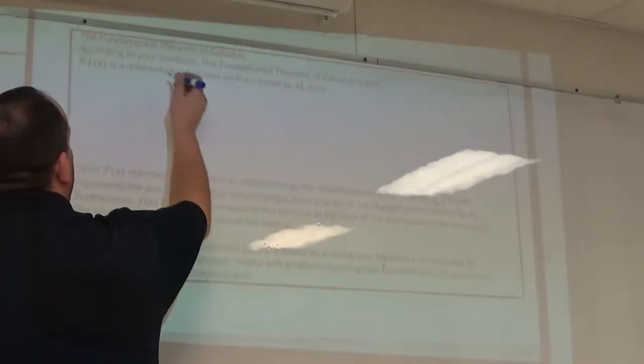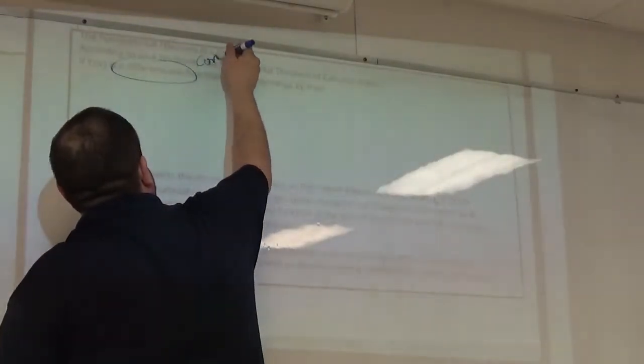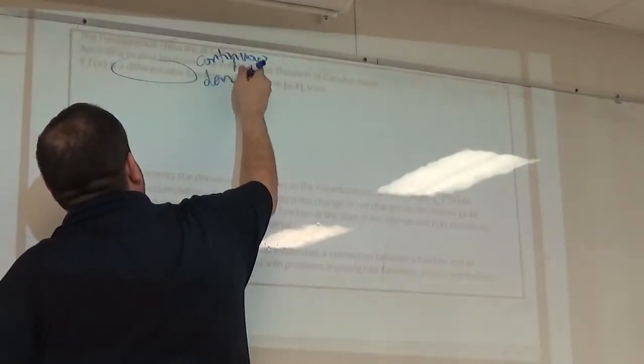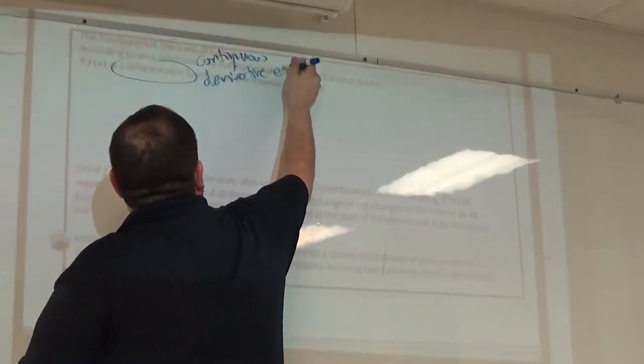According to your textbook, the fundamental theorem of calculus states if f of x is a differentiable function on the interval a, b, then something, right? Okay, differentiable, it's been a while, but you guys know differentiable means what? We're in 12th grade, not 4th grade. The derivative exists. I heard continuous from Destiny. Continuous and derivative exists. No longer in 4th grade, that's for sure.